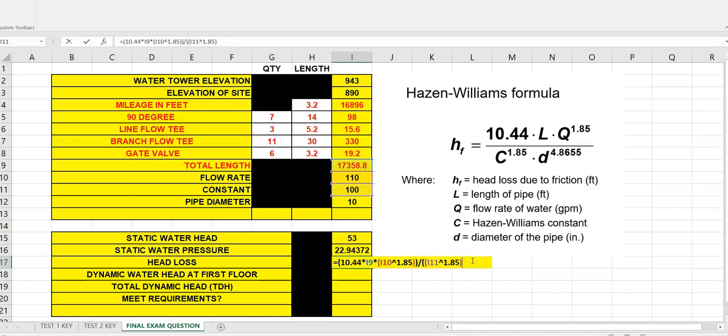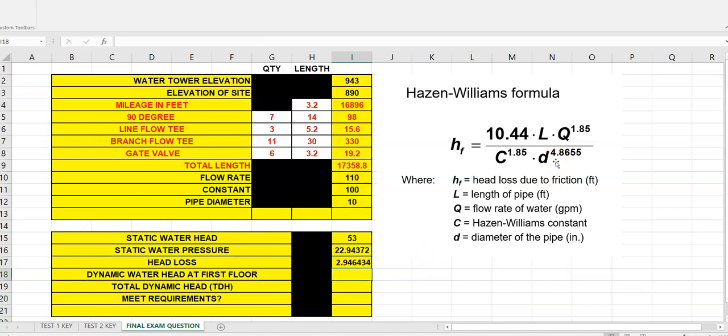We're going to say times D for diameter of the pipe. Pipe diameter. I'm sorry, we have to start a parenthesis first. Sorry about that. Shift 9. We're going to go to diameter. Shift 6. 4.8655. We're going to close parentheses twice. So as I went through, I forgot to put in some parentheses as we started. You see where we're trying to separate the values and do our exponents. So this is what a Hazen-Williams formula looks like in Excel.